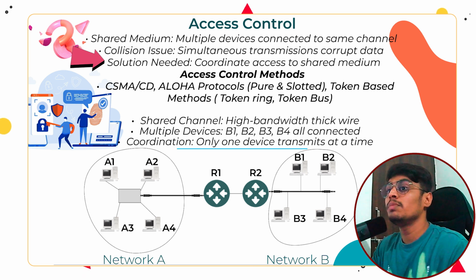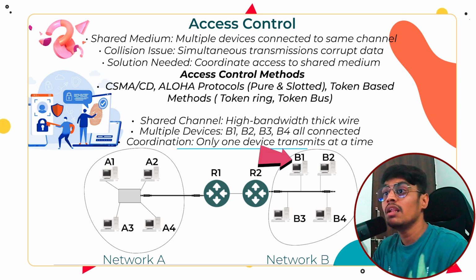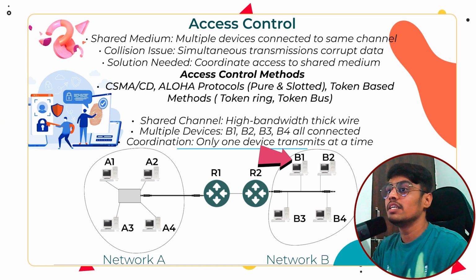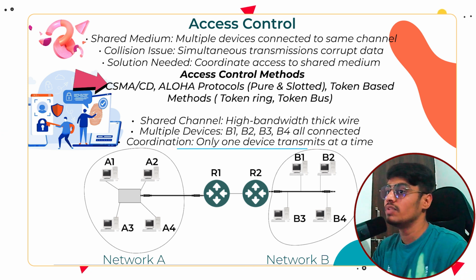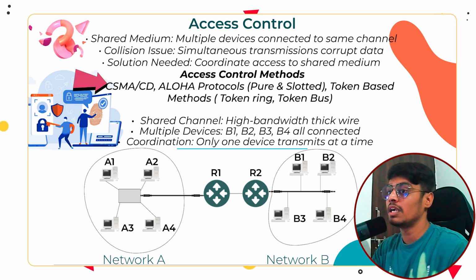Yes, access control means when B1 wants to access the channel, B1 should get exclusive access to this channel first, and then it starts transferring the messages. When it's sending messages, doing unicasting, multicasting, or broadcasting, at that time B3, B2, B4 should not send messages simultaneously. So how do we achieve that? By using these different access control methods.